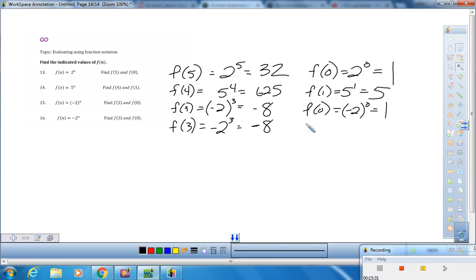Here's where it'll look different. f of 0 is negative 2 to the 0. So 2 to the 0 is 1 times a negative. That's a negative 1.